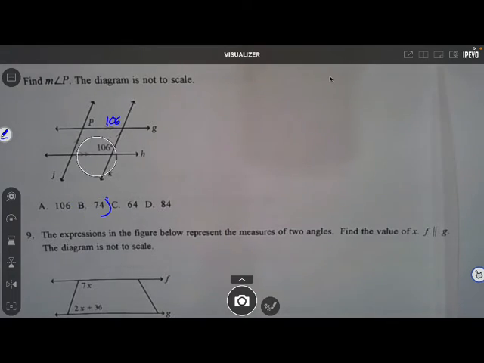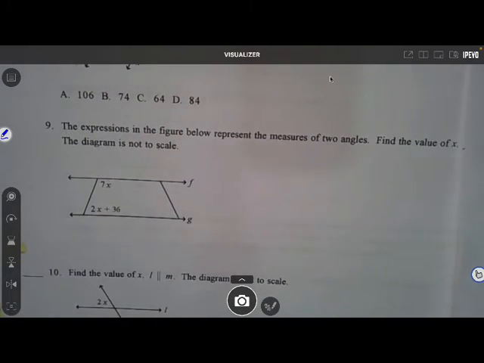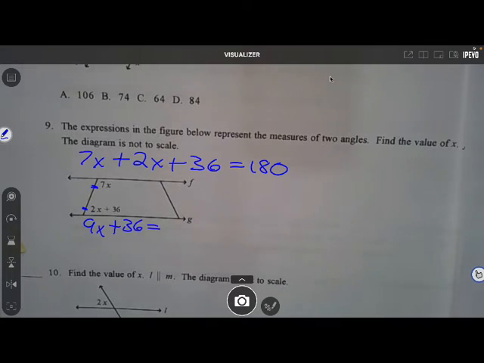Okay. The next one, number 9. Those are also a linear pair, or you can think of those as same side interior angles. So what do these two things do? Are they equal or do they add to 180? They add to 180. Remember, they're either equal or they're adding to 180. So it'd be 9x plus 36. We're saying 7x plus this one equals 180. And Landon said that's 9x plus 36 equals 180.